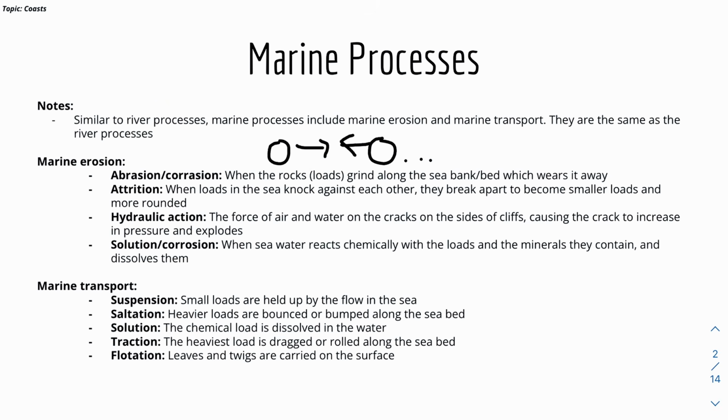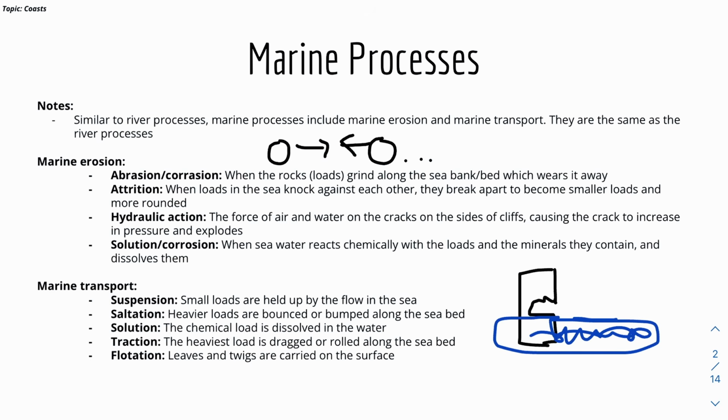And then we have hydraulic action, which is when the force of air and water on the cracks on the sides of the cliff causes the cracks to increase in pressure and explode. So what this means is that, let's say you have a cliff right here with a crack like this, and let's say you have the water over here. There'll be times when the tide is high, so the water will be forced into the crack, which increases the pressure inside the crack, which forces it to explode due to the high pressure, which causes it to crack, and this is called hydraulic action.